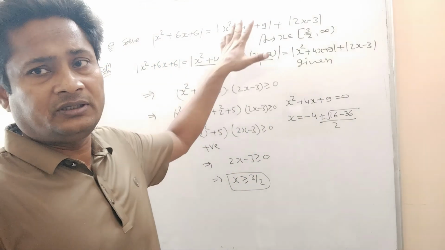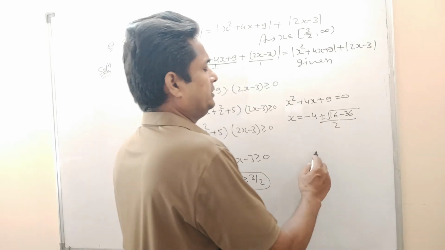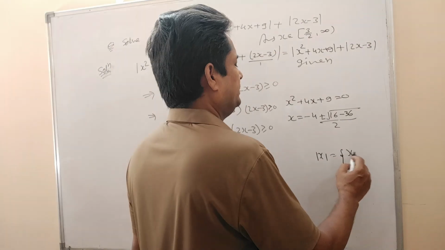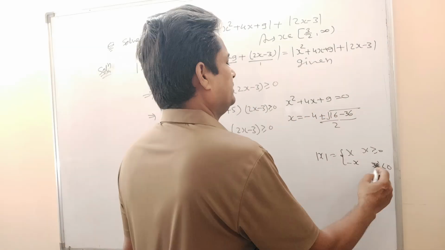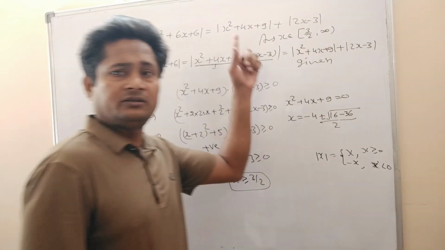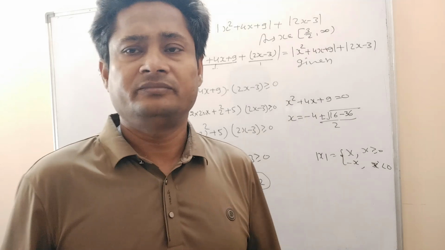Now you can use the second method, this property, mod of x is equal to what? X for x greater than or equal to 0 and minus x for x less than 0. You can use this property here, but it will be longer.